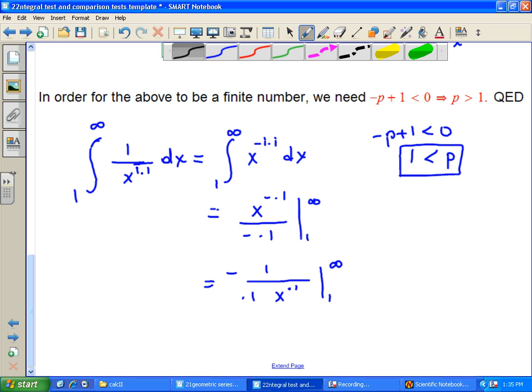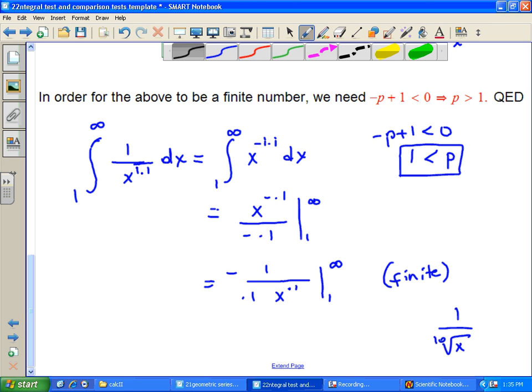Think of 0.1 as 1 over 10, okay? So we're talking about the 10th root of x on the bottom. Where would the 10th root of x go as x goes to infinity? 1 over the 10th root of x still goes to 0, right? Then you would plug in the 1, and you're going to end up with a finite answer here. We don't really care what it is, but we know it's going to be a finite answer. So if the integral is finite, then that means the series should be finite as well.